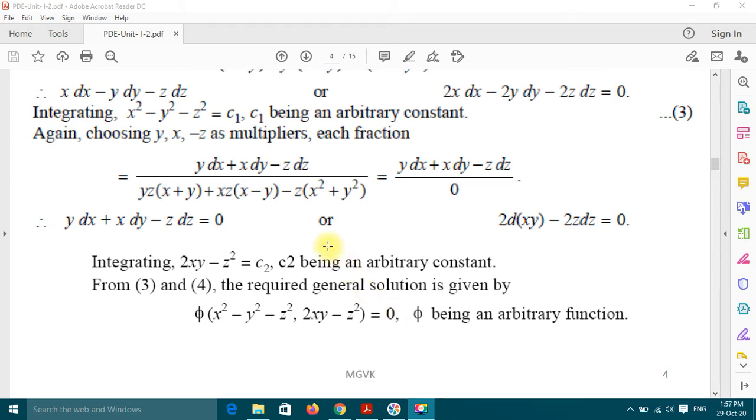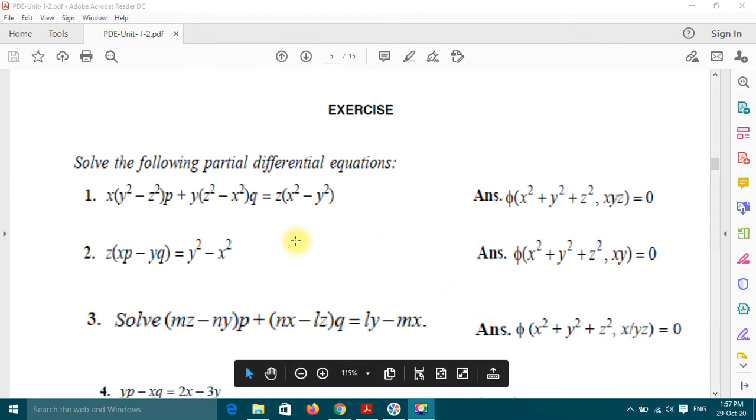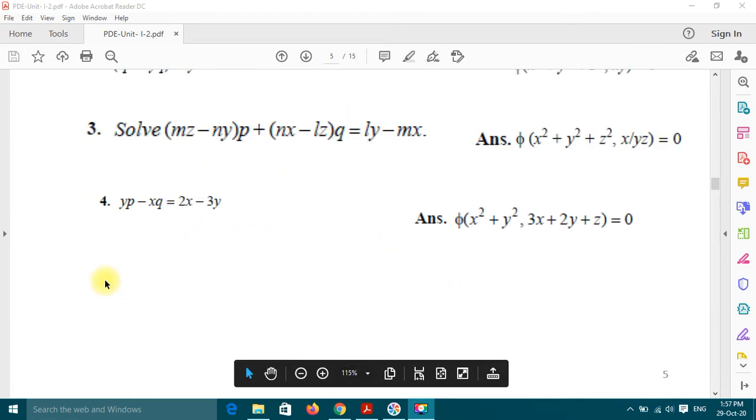Now these are some exercises for you. You have to solve these exercises.